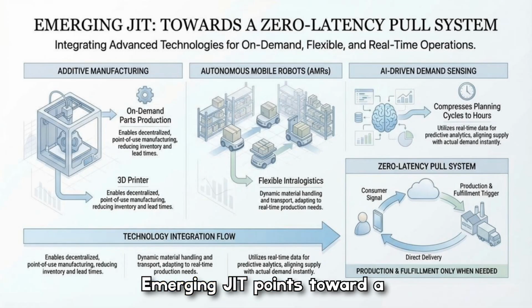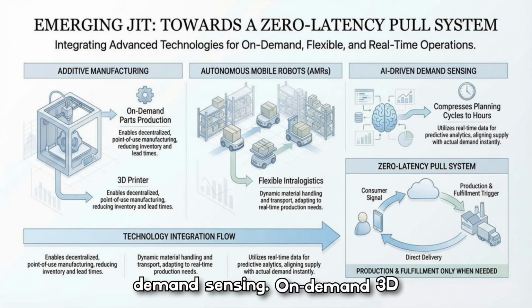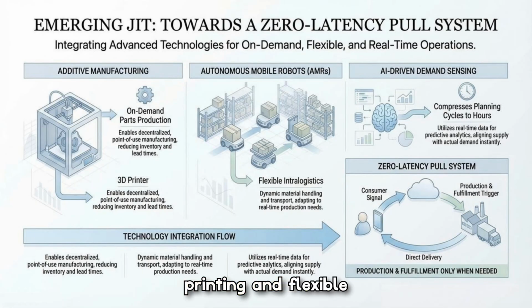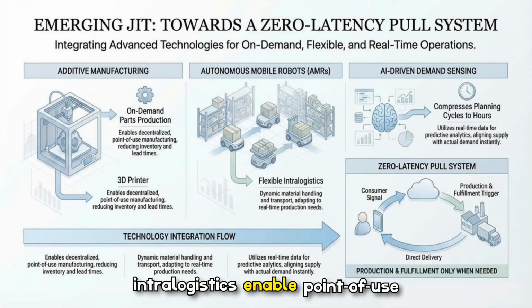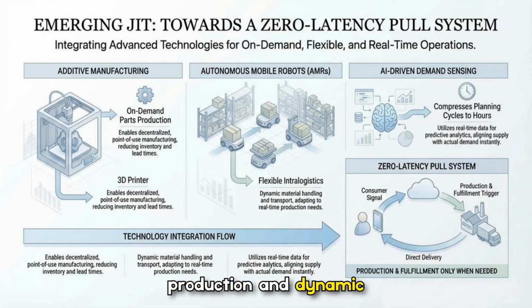Emerging JIT points toward a zero-latency pull system by integrating advanced technologies like additive manufacturing, autonomous mobile robots, and AI-driven demand sensing. On-demand 3D printing and flexible intralogistics enable point-of-use production and dynamic transport, while AI compresses planning cycles and aligns supply to instant demand. The combined outcome is production and fulfillment only when needed, supporting truly responsive, direct delivery operations.